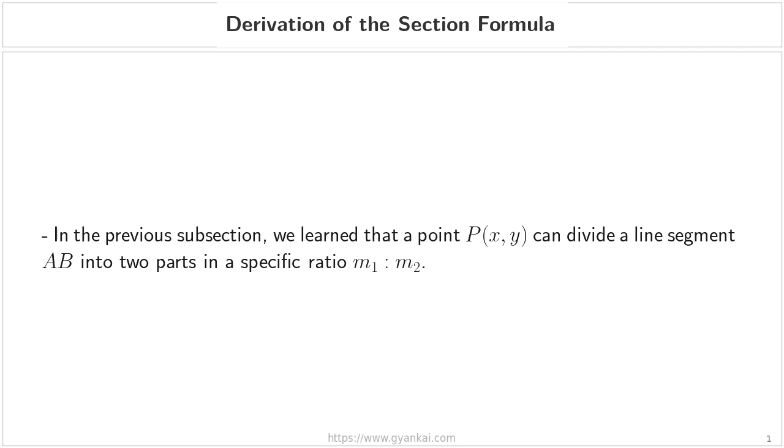Derivation of the section formula. Welcome, everyone. Let's begin our lesson on the derivation of the section formula.